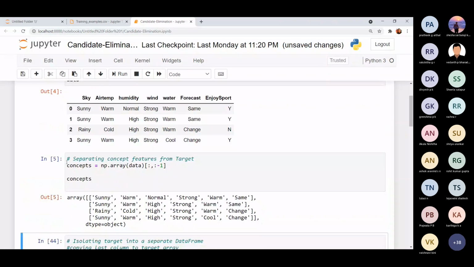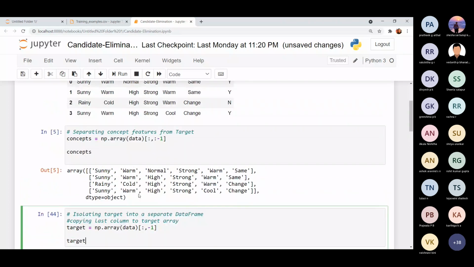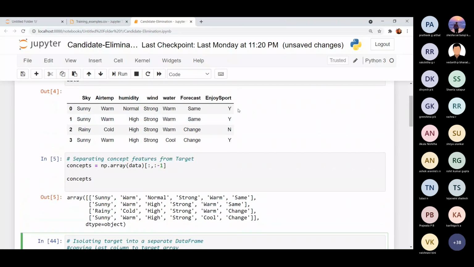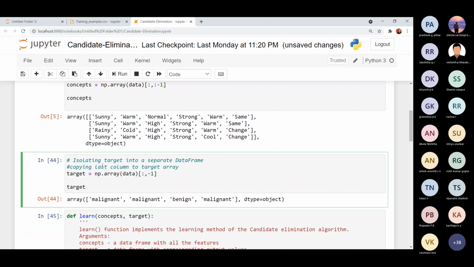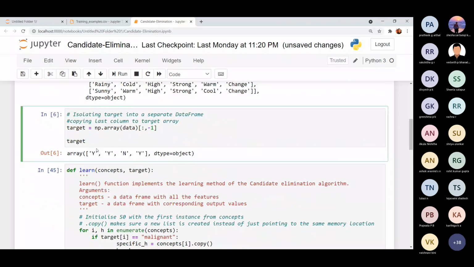When I do that, I'm just printing concept. So concept is an array with all the attributes except the target attribute. I've just separated the concept from target. Any clarification so far, please ask me. Now the target, again I'm going to extract out the last column, the enjoy sport. So it's a numpy array. I'm extracting out from the data frame all the rows and only the last column. That's why only -1 here. So when I run the target, I have the target array over here.